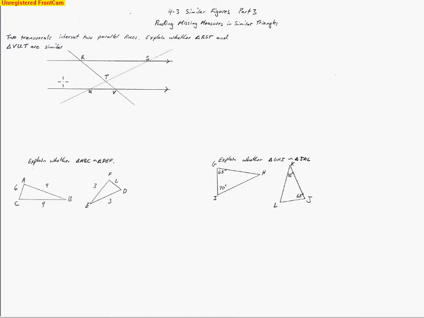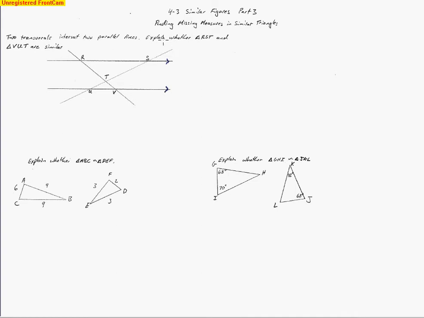So the first one asks us, two transversals intersect two parallel lines. I know the two lines are parallel because of these symbols right here, in which we have the arrows through the line. And the transversals, again, are the lines that cut through the parallel lines.